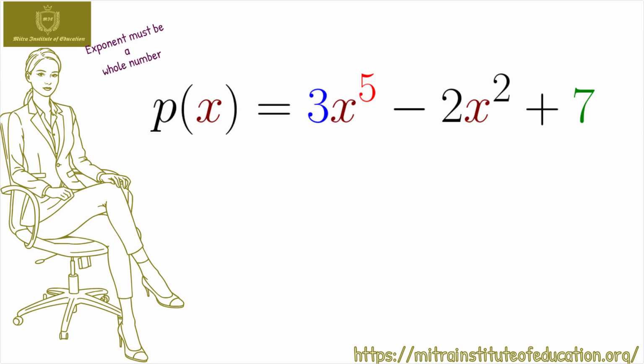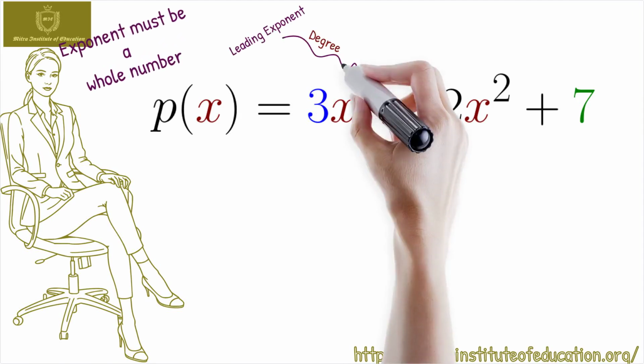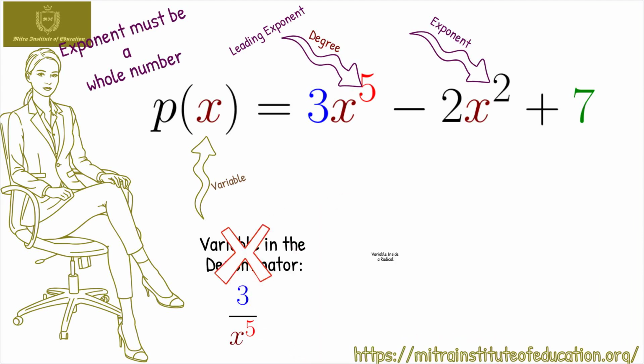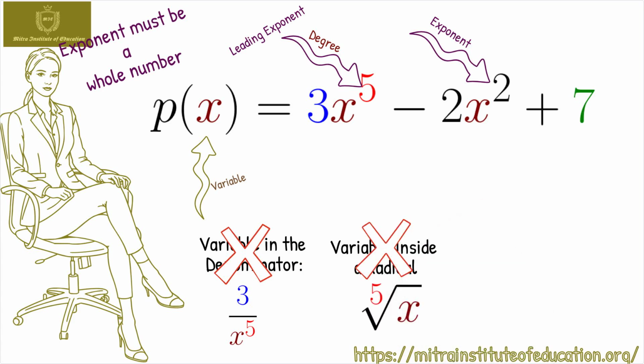In polynomials, exponents should be whole numbers. Additionally, variables should not appear in the denominator, inside a radical, or have negative exponents.